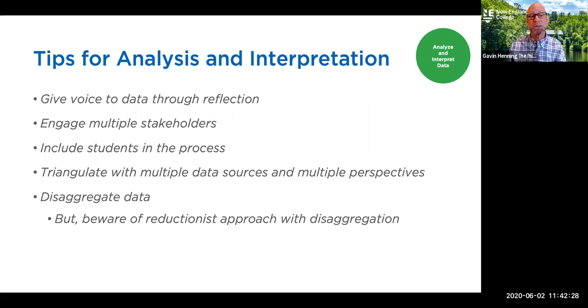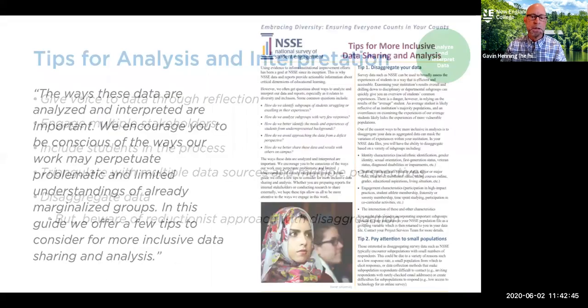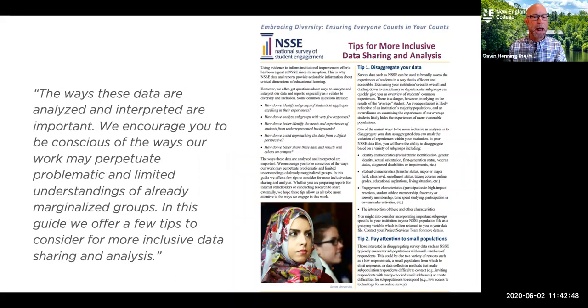Triangulate data with multiple data sources and multiple perspectives. That helps us understand a full picture of what's going on, or at least a fuller picture. And then disaggregate data, but don't fall into a reductionist approach that every person in one group is the same. The ways that data are analyzed and interpreted have an impact on what's happening. It can be problematic and limit the understanding of some marginalized groups. If we want everybody to succeed in our colleges and universities, we need to think about the negative impacts of some of our data collection and analysis methods. And how do we do that in a more inclusive way?